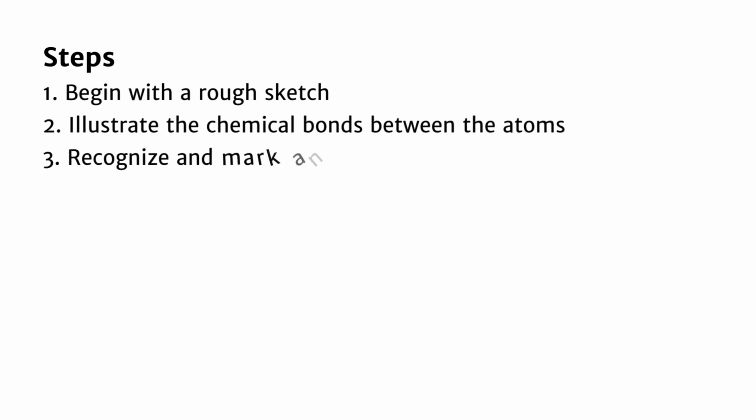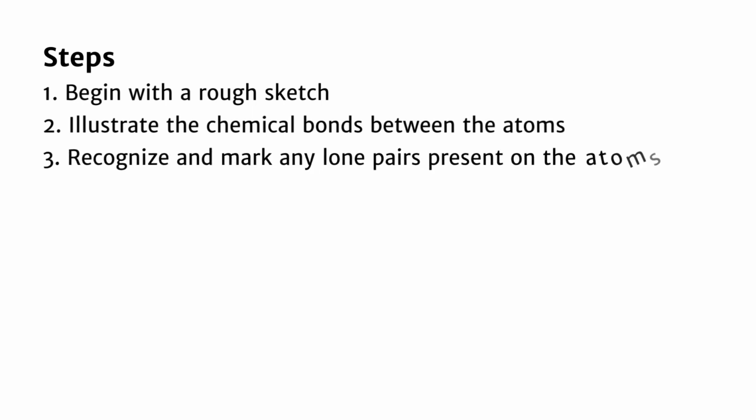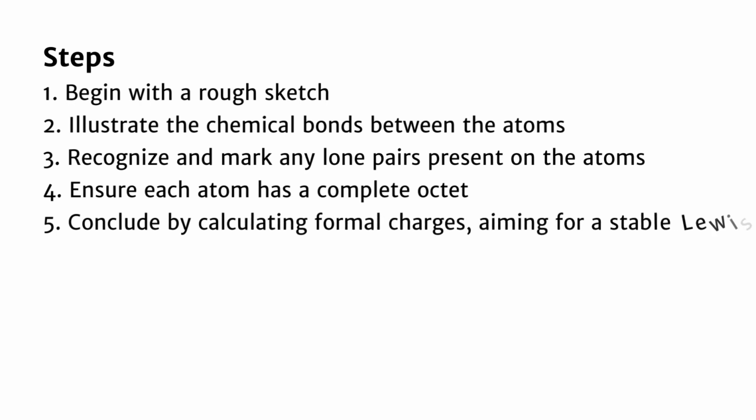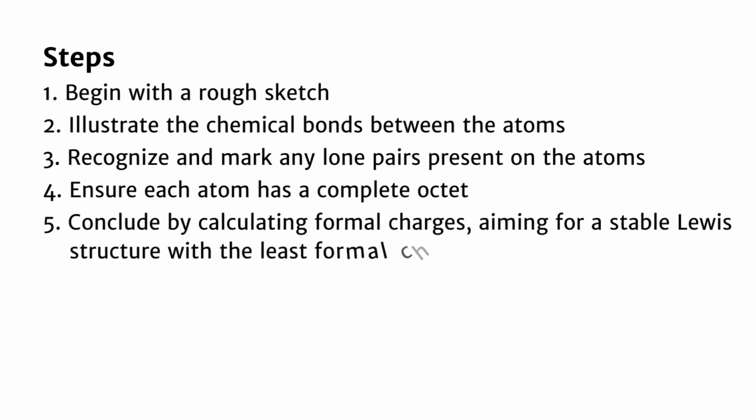Recognize and mark any lone pairs present on the atoms. Ensure each atom has a complete octet. Conclude by calculating formal charges, aiming for a stable Lewis structure with the least formal charges possible.